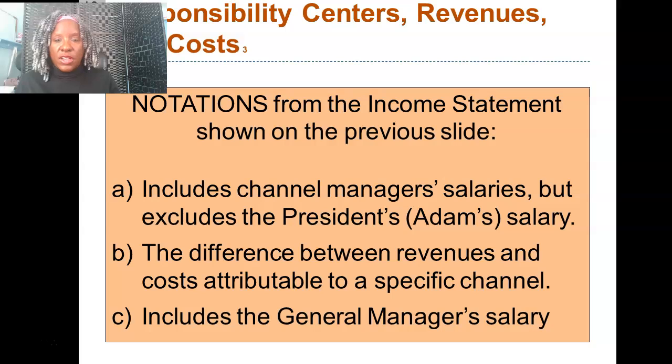So we are going to think about notations from the income statement. Again, if you talk about manager salaries, we're going to talk about excluding president's salary. We're talking about difference in revenues and costs to a specific channel.